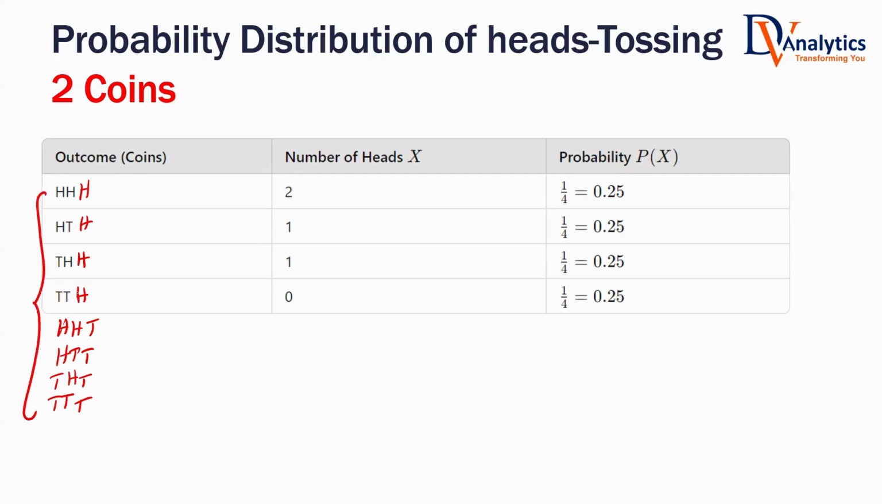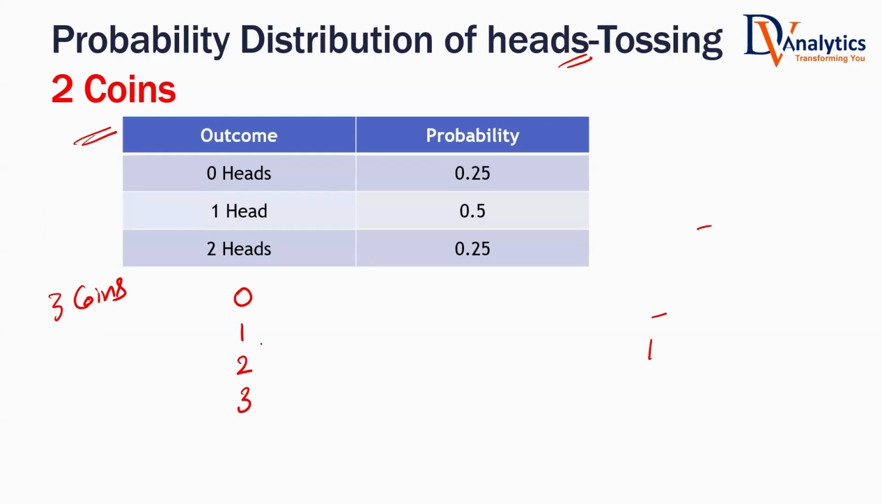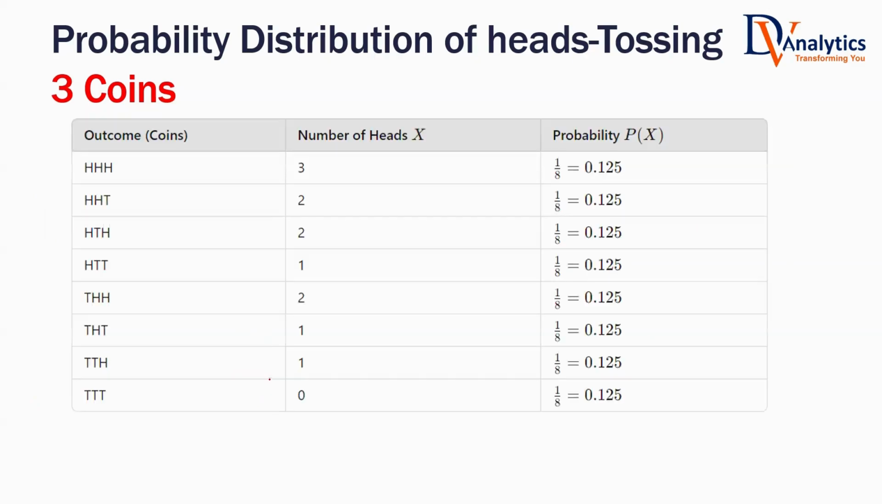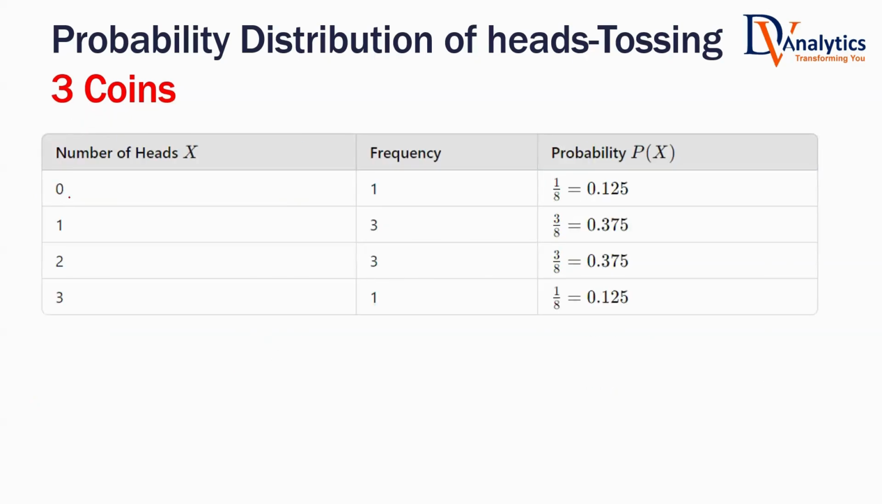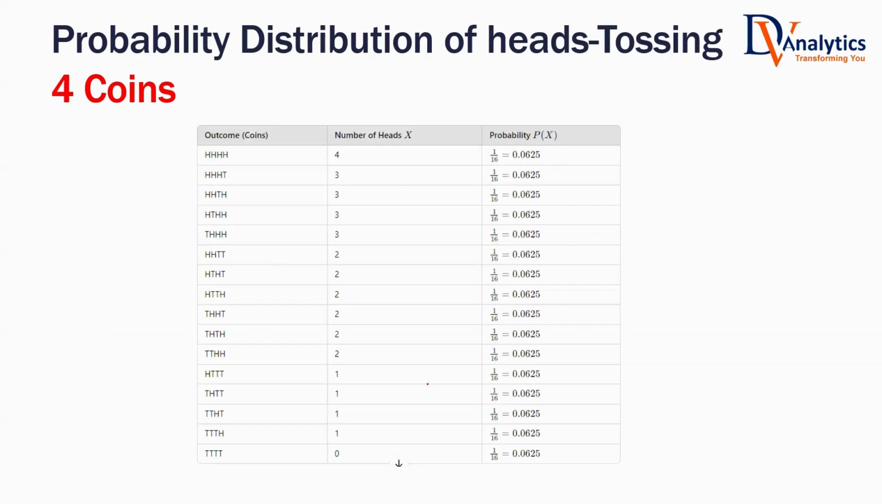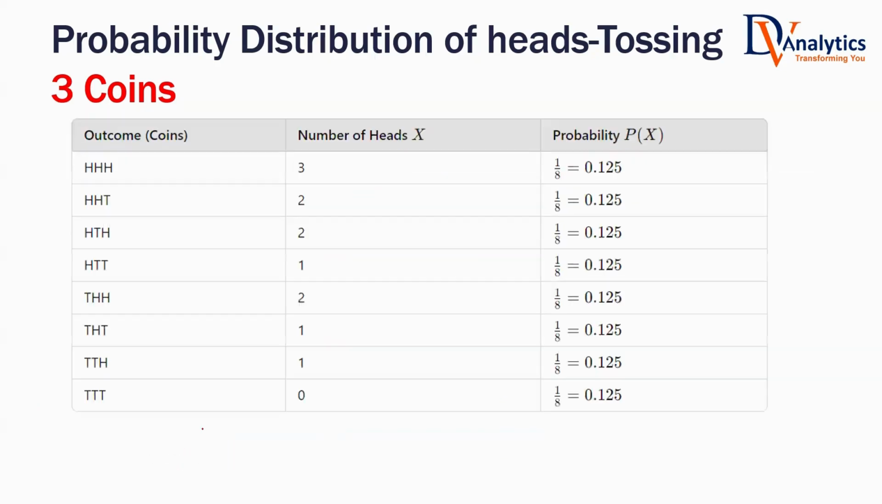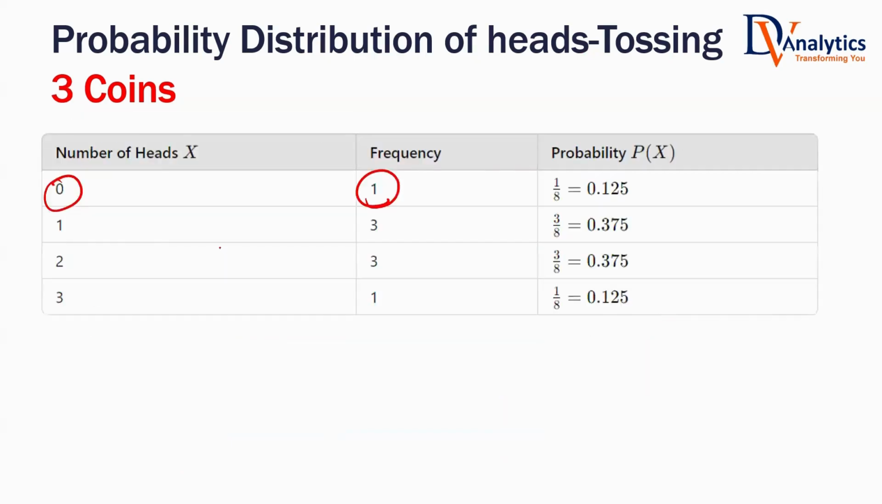Now within these eight, there can be a chance of zero heads, one head, two heads, three heads. If you try to count all of them, zero heads will be happening only once. The probability is 1/8. Once out of eight times, zero heads have happened, all tails. And then the probability of one head, it will happen thrice.